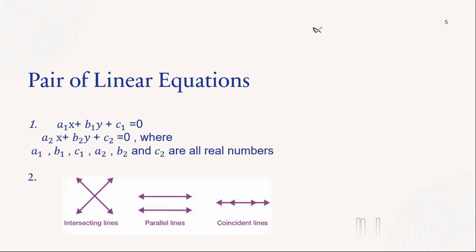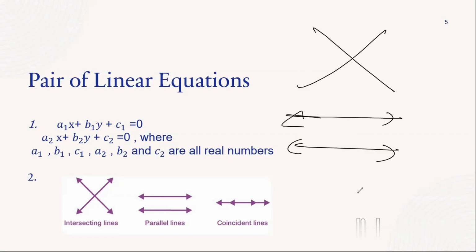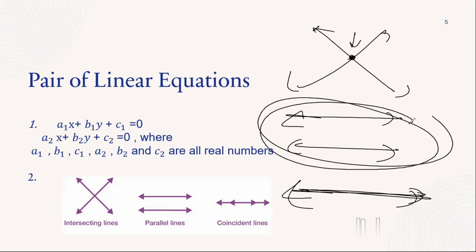Suppose the lines can be intersecting, parallel, or coincident, meaning one over the other. When you have intersecting lines, it means they are meeting at a point. It means there is only one solution, a unique solution. In parallel lines, they are not meeting at any point. That's why there is no solution. In coincident lines, they are meeting at every point, so there are infinitely many solutions.